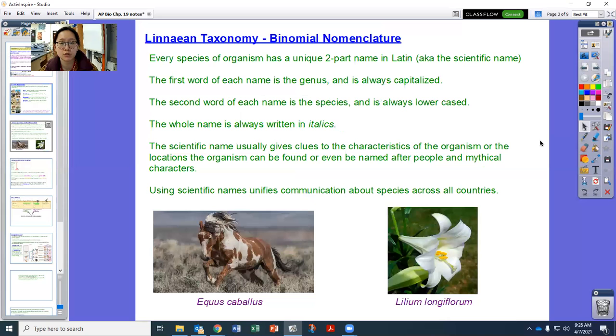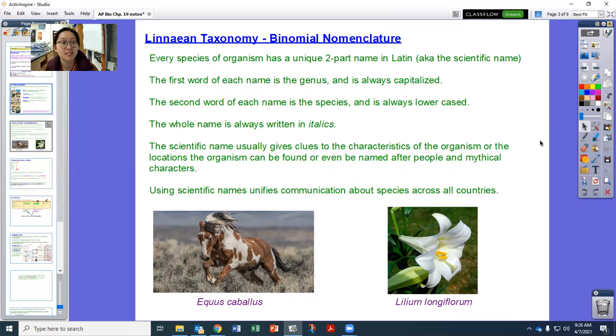It usually gives clues to the characteristics of an organism. The name is kind of interesting. It either tells about a color or a shape or a specific characteristic, or even a location where the organism is found, or a person that it's named after.